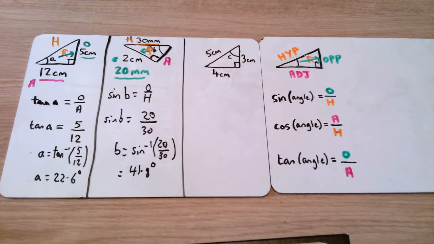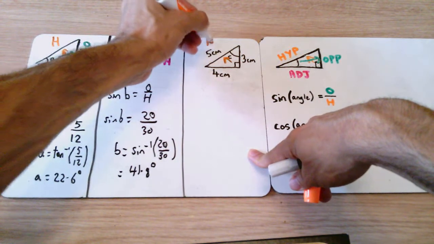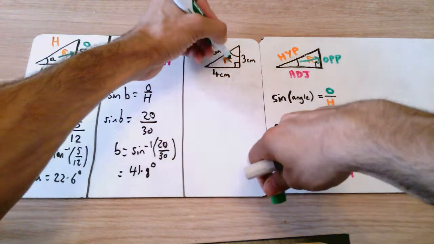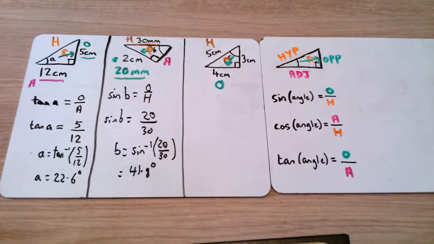Now we come to the last one. The last one's a bit different because we're actually given all 3 lengths. But what this means is you can use any of your 3 identities. If we label the triangle, we have over here H. Opposite is always opposite the angle that we are looking for. The angle we're looking for is this one over here. That's our opposite. And therefore the adjacent is the 3.